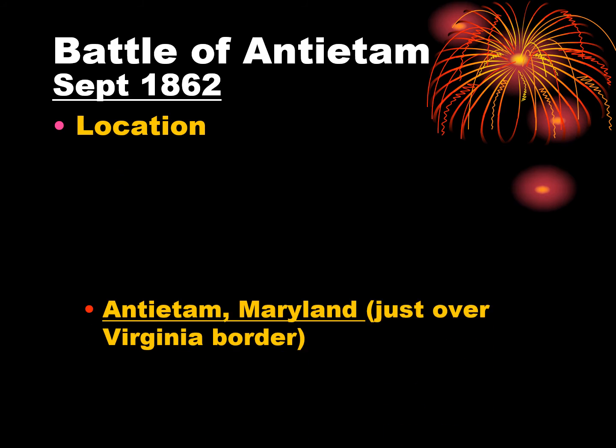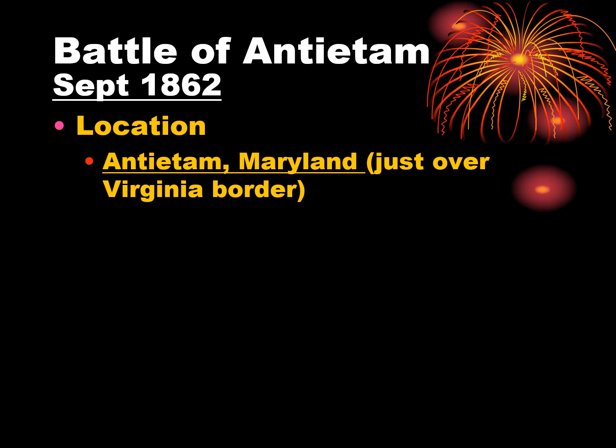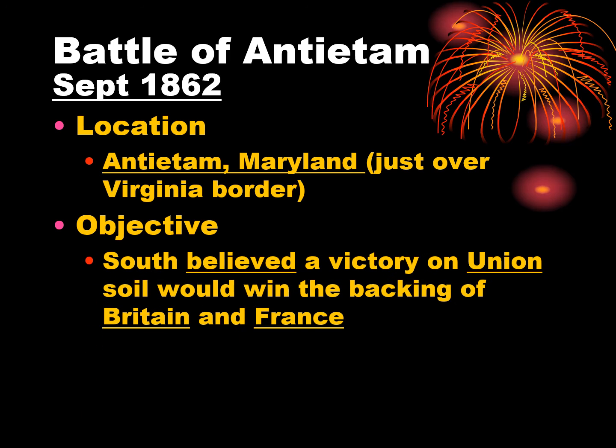All right, next up we have the Battle of Antietam. Now this is in September of 1862. Location: Antietam, Maryland, just over the Virginia border, so just a little ways into the north there. This is one of the things where the South believed a victory on Union soil would help win the backing of Britain and France.